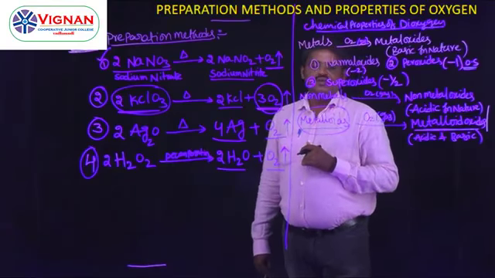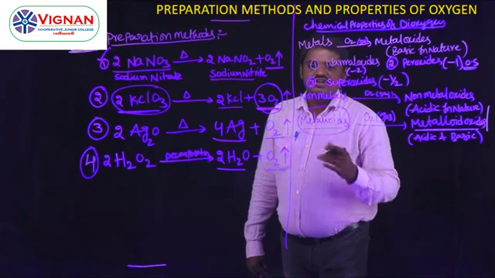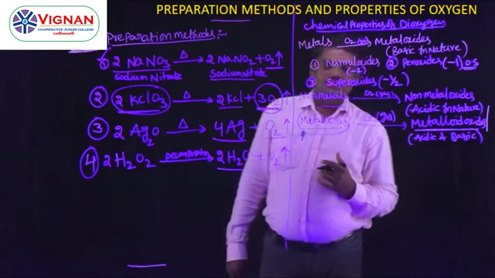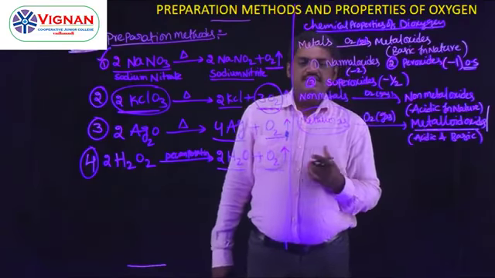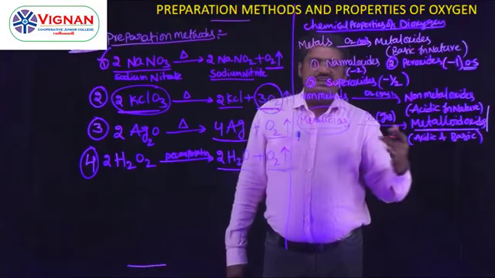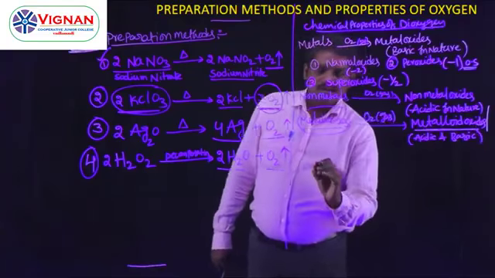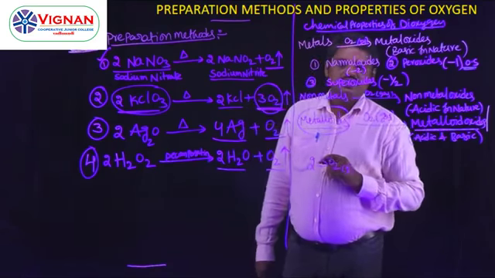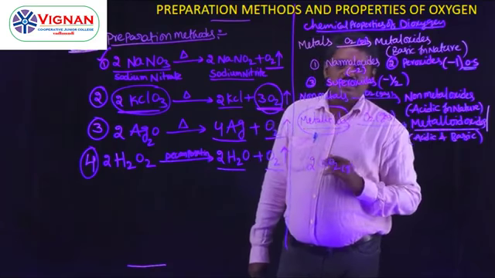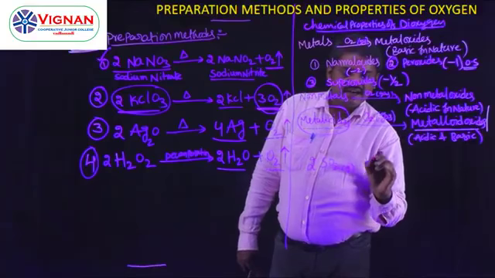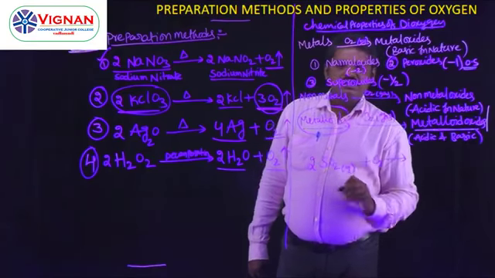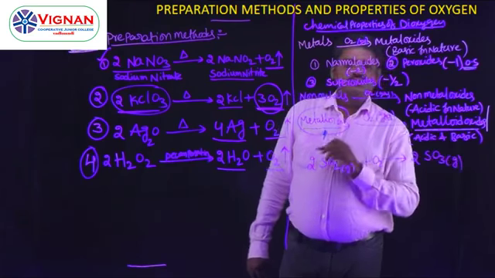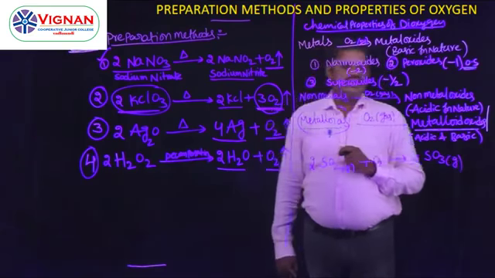Finally, oxygen is used to make sulfuric acid and nitric acid. For example, in the preparation of sulfuric acid, sulfur reacts with oxygen to produce sulfur dioxide. Sulfur dioxide is an unstable gaseous molecule. The sulfur dioxide reacts with oxygen gas to produce stable sulfur trioxide gas.